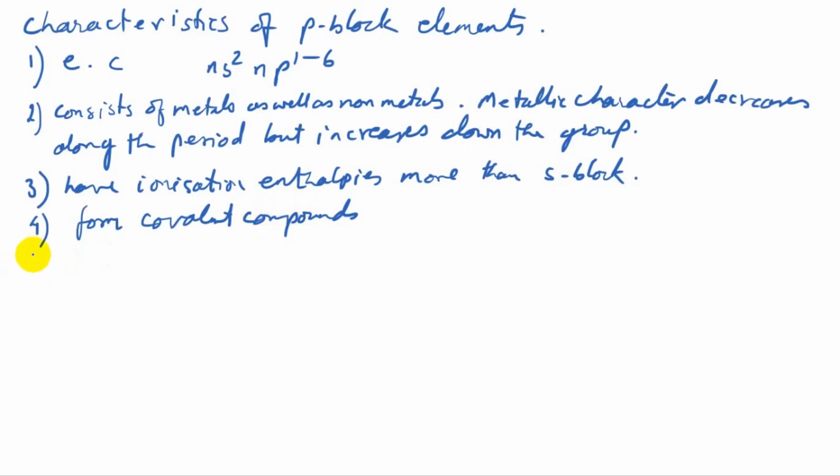Okay, then number 5, they show more than one oxidation state. It's not only one, but they can show more than one. That means they have variable valencies. They can show more than one oxidation state.